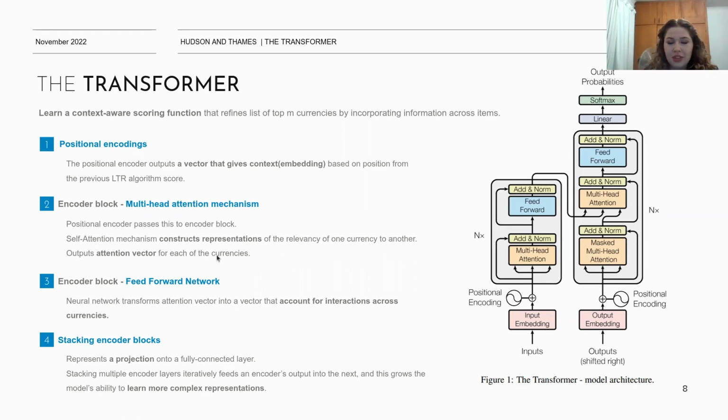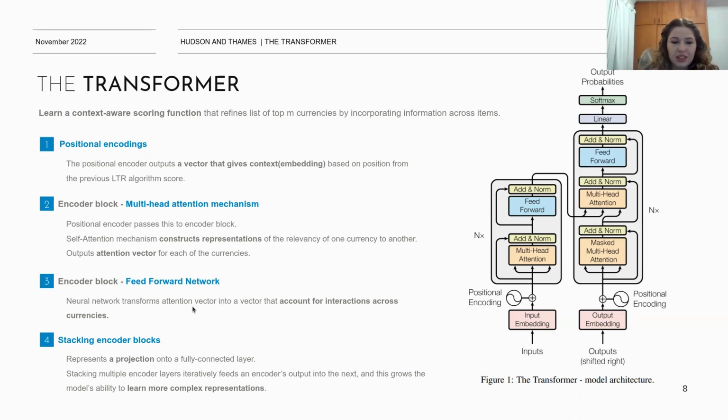Okay, so after we've done that, we can feed that to this part over here, the feed-forward network. How I understand it is that this is just a neural net on top of the multi-head attention. It transforms that attention vector into a vector that accounts for the interactions across currencies, because that's a problem that we had before, right? We couldn't really account for the different distributions across the features of the currencies. So this helps us with that.